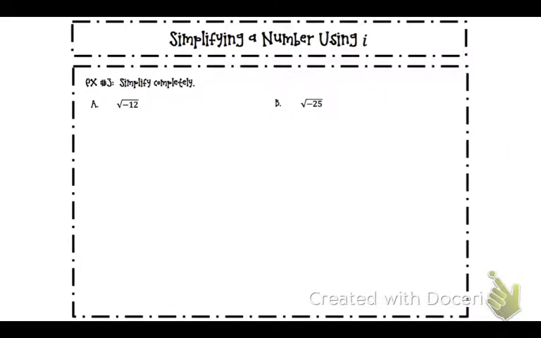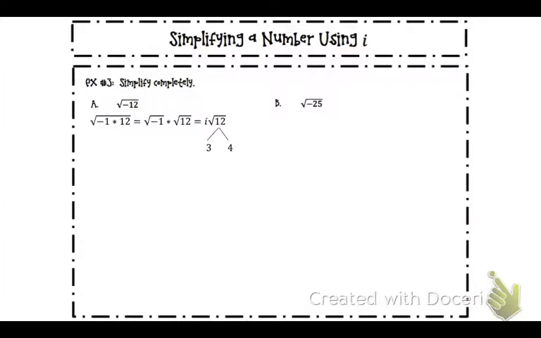Now let's simplify these. If we look at this one, the square root of -12, that's the same thing as the square root of -1 times 12, which is the same thing as the square root of -1 times the square root of 12. The square root of -1 equals i, so that's i square root of 12. Now we just have to break down that 12. I'm just going to make a factor tree out of it. 3 times 4 is 12.